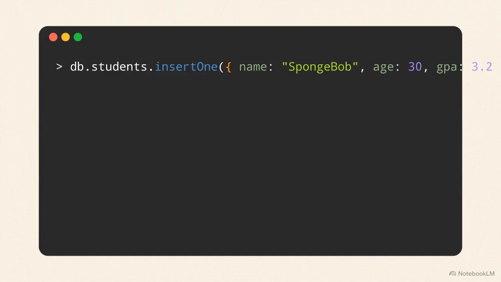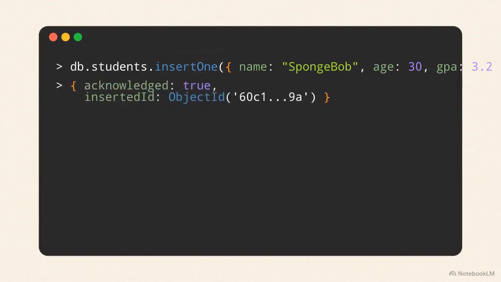Let's populate that framework. To add a single record, type db.students.insertOne. Inside the parentheses, use a set of curly braces to map out your field value pairs, like a name of SpongeBob, an age of 30, and a GPA of 3.2. Note the spelling of insertOne. MongoDB uses camel case formatting, so capitalizing the O is necessary for the shell to recognize the command. Hit Enter, and the terminal returns acknowledged true, alongside a unique object ID. This ID acts as a primary key, confirming your data is written.